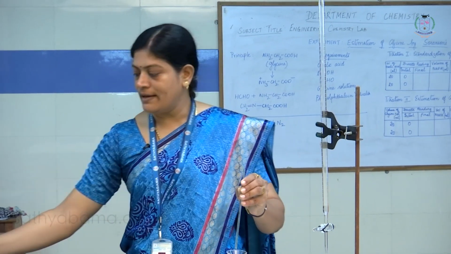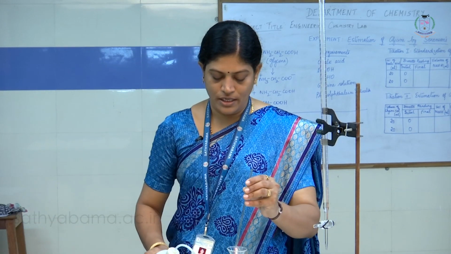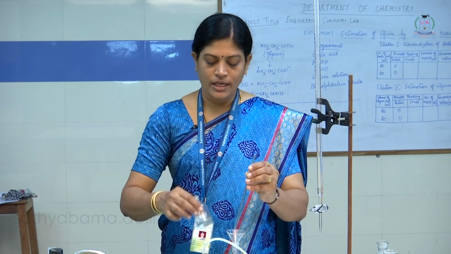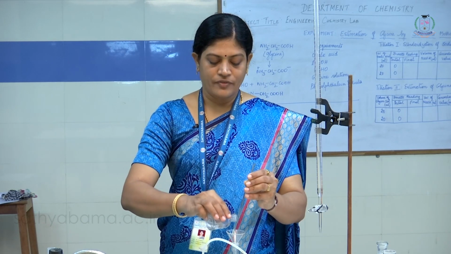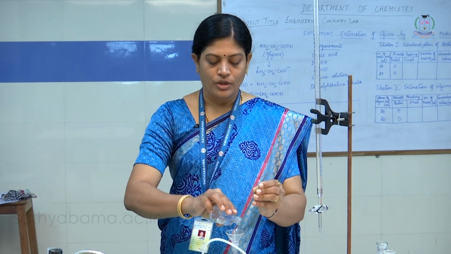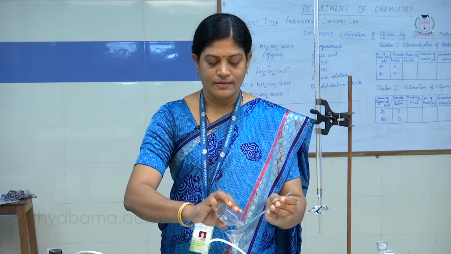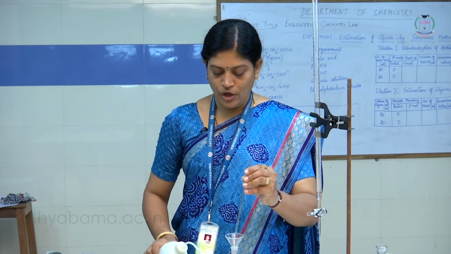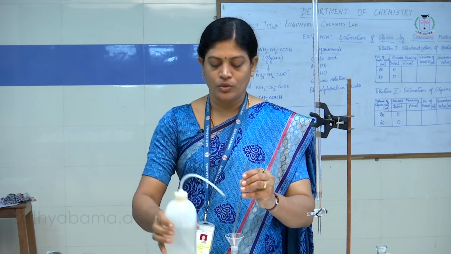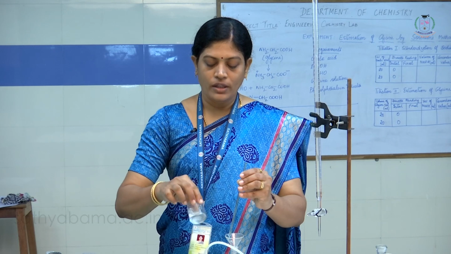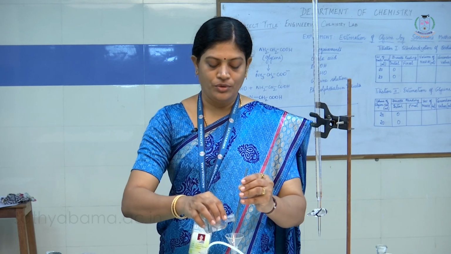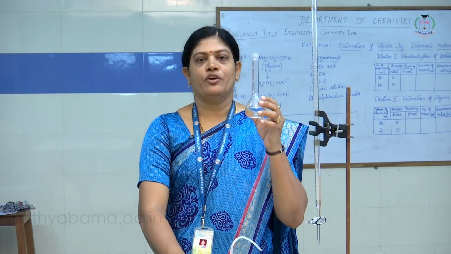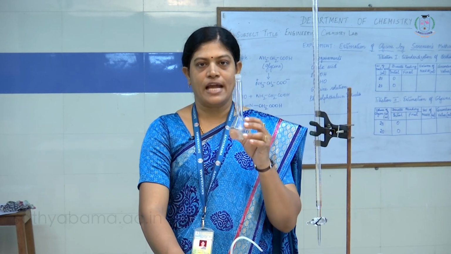After completely transferring the glycine solution, add a small volume of distilled water to the bottle and transfer the rinsing also into the standard flask. This has to be repeated 3 or 4 times in order to completely transfer all the glycine solution into the standard flask.